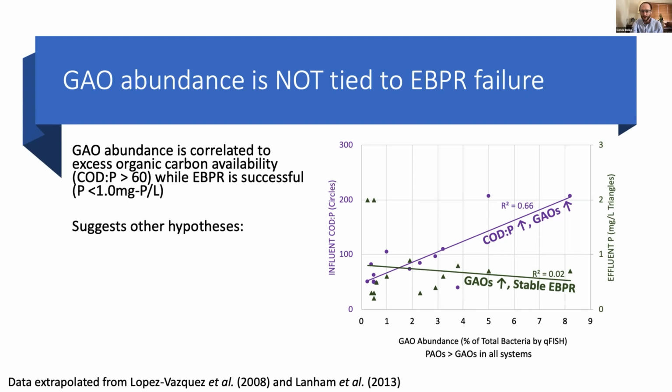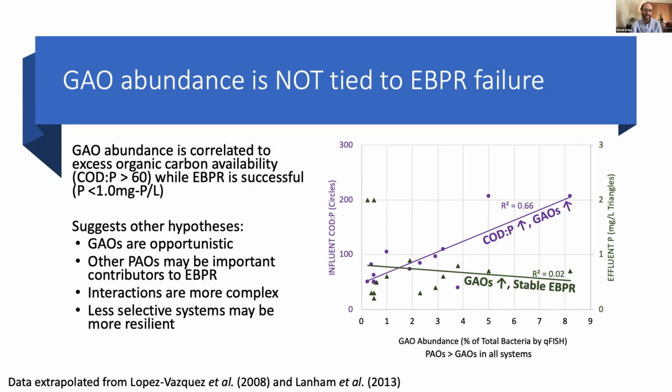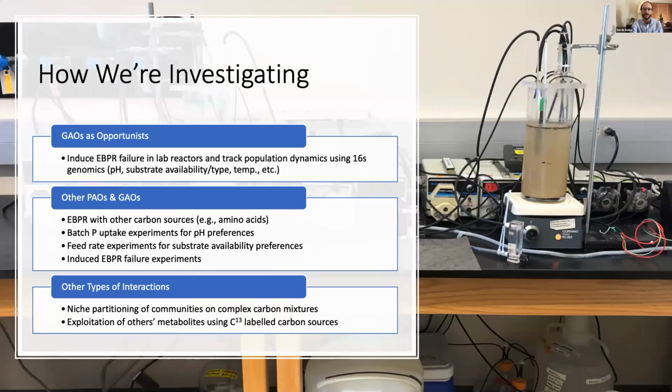This suggests a number of other hypotheses other than the competition model for failure. One is that the GAOs are just opportunistic, so they only come into the system when there's an abundance of organic carbon available. It also suggests that maybe the competition interaction is occurring and there are other PAOs in the system that are important contributors, using something other than volatile fatty acids to accomplish phosphorus removal. It also leads to the idea that these interactions are probably more complex than this simplistic back and forth. And it suggests that a less selective system could be more resilient, because we don't want our main group of functional organisms being completely suppressed by a competitor at any given time.